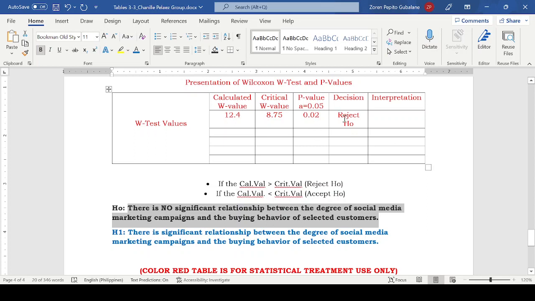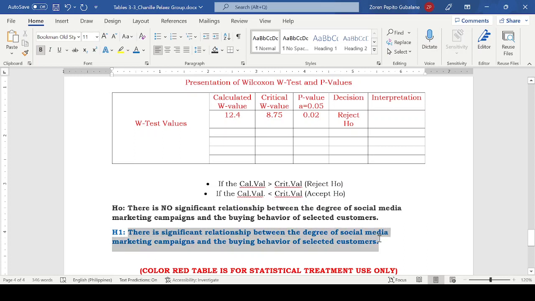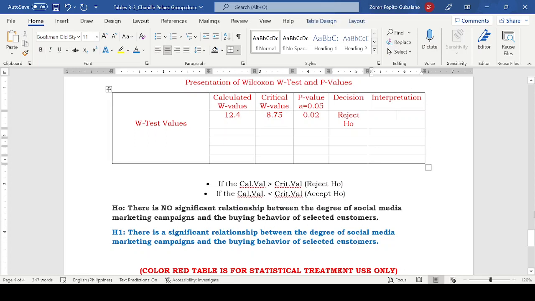No? But since the decision tells you reject the null hypothesis, then you need to consider the other side of the possibility, which is there is a significant relationship. Okay, so the relationship is significant, no? Significant. The interpretation is there is significant relationship.